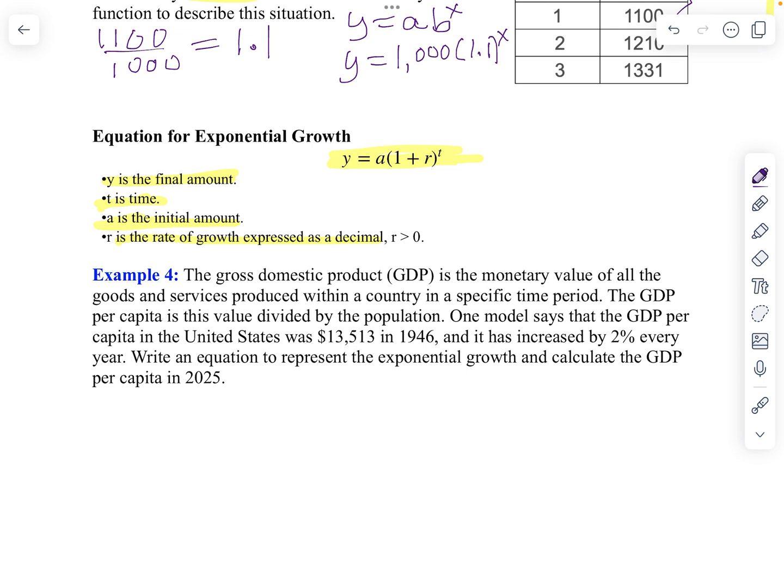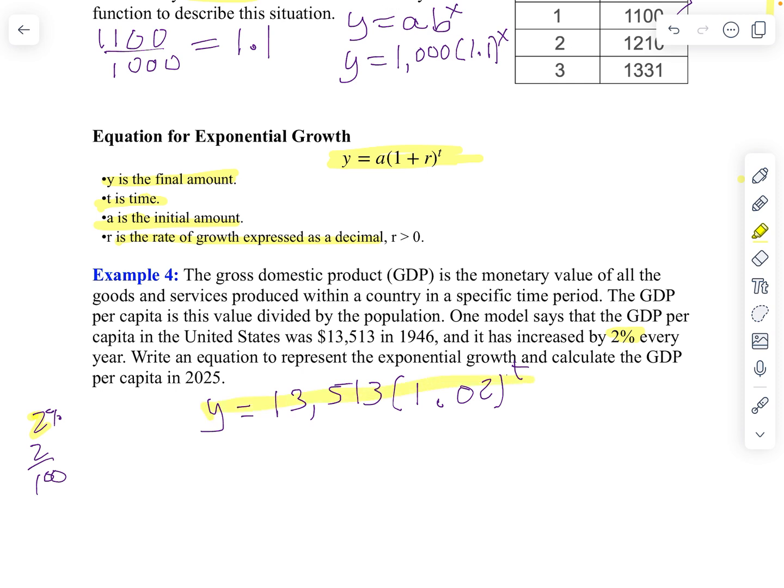So I'm going to say my final amount, y, equals my initial amount, which was $13,513. I'm going to take that times 1 plus, now I'm going to change my 2% to a decimal. So 2% over here, I'm going to take 2 divided by 100, right? Percent means per 100, so 0.02. I'm going to raise that to the t power. That's my first question.